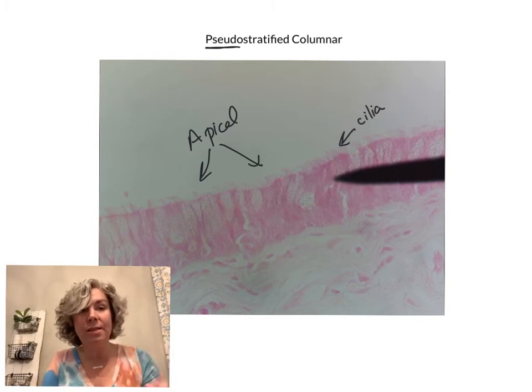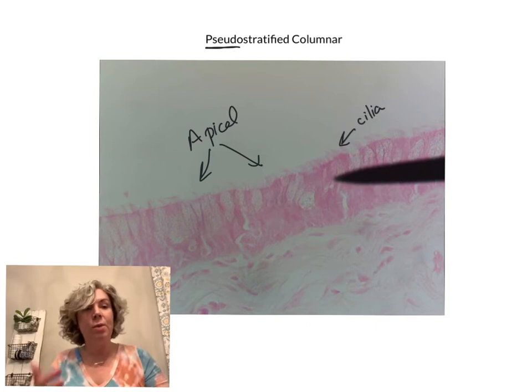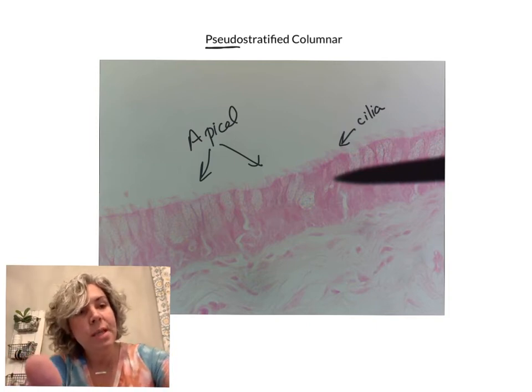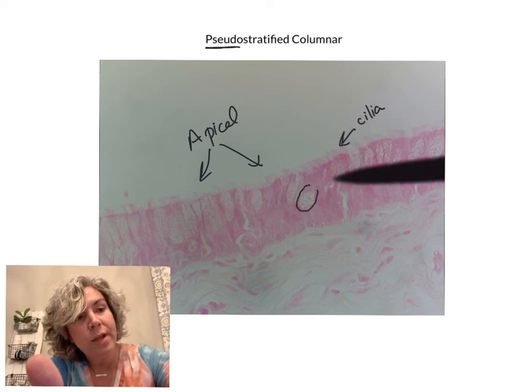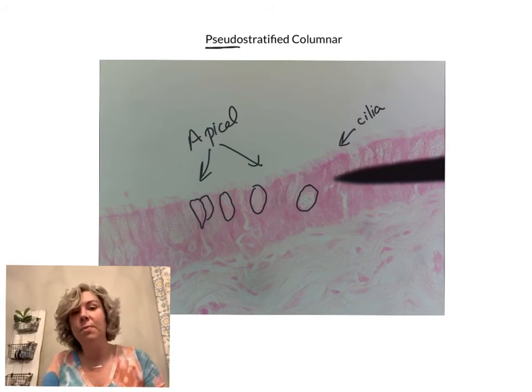And we also can tell it's columnar, not only because it's quite tall, but there's goblet cells that are present. Goblets, again, are these little bubble-like cells that secrete mucus. I'm going to circle a few of them here. So there's a goblet, many goblets right around here in this area. They take up most of the space, actually. All of those that I have circled are your goblet cells.